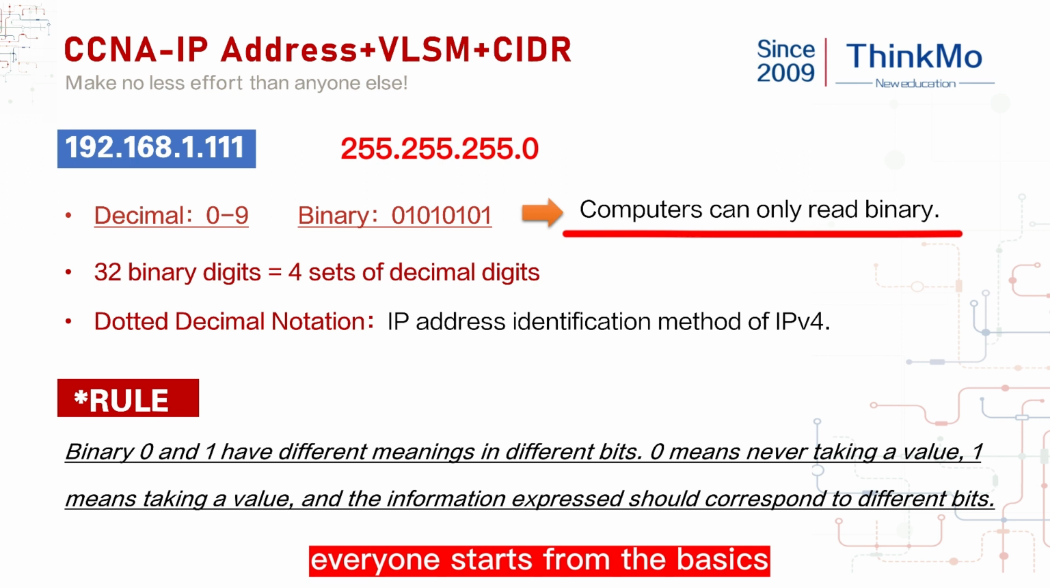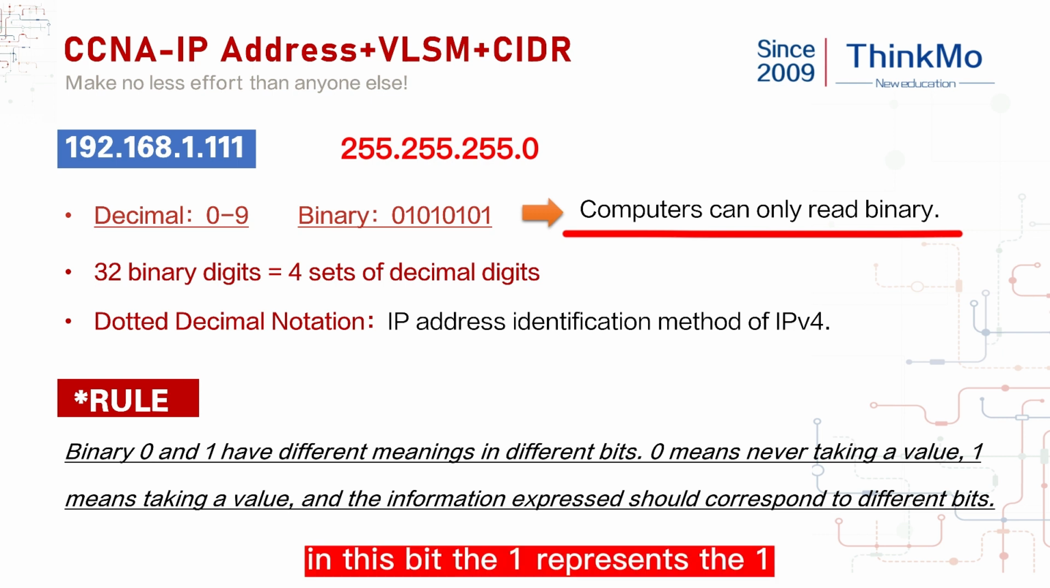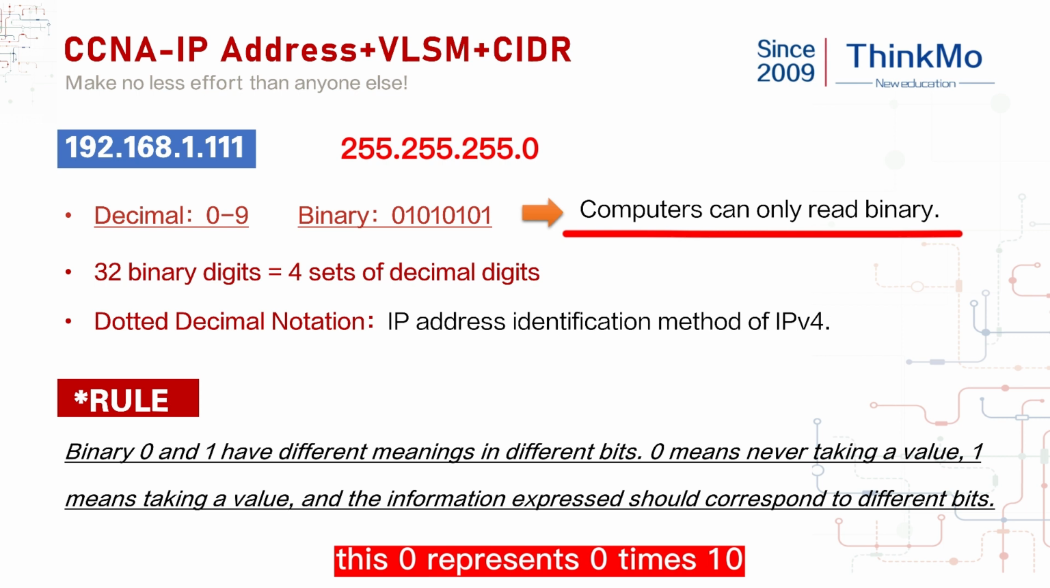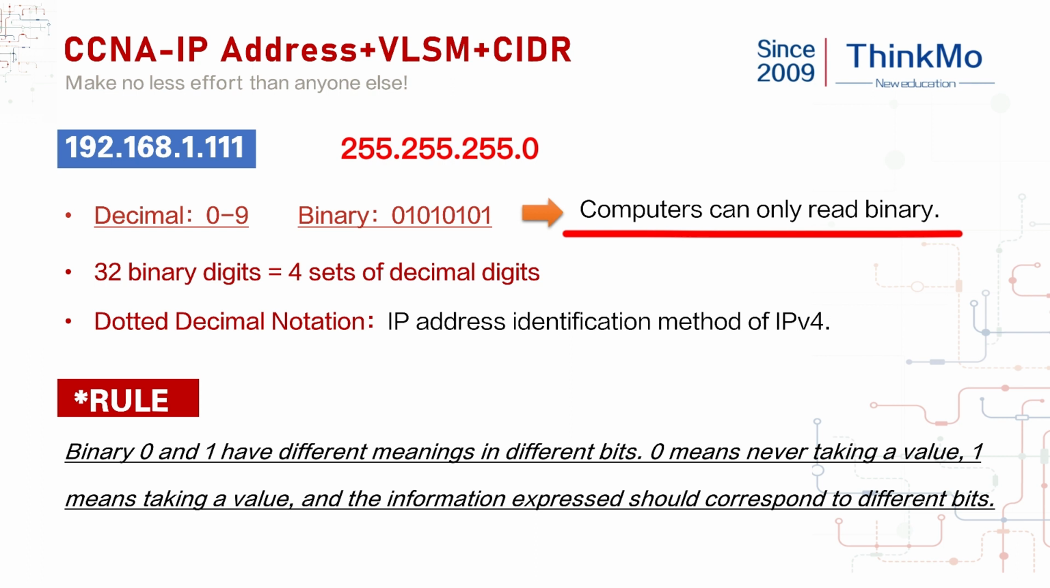Everyone starts from the basics. For example, I write 101. We calculate in decimal. This is called a bit, this is called 10, this is called 100. Then everyone will find that in this bit, the 1 represents 1. This 0 represents 0 times 10. And the 1 in this bit is 1 times 100. If it is 201, here are 2 hundreds.